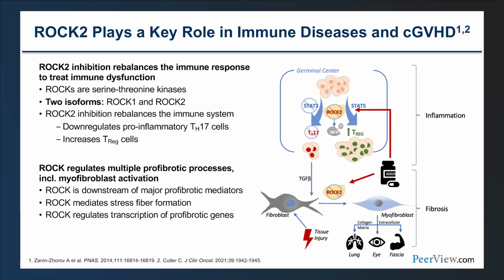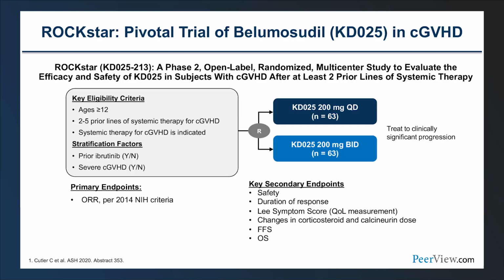ROCK is an important enzyme in helping balance immune synapses at the level of the germinal center. So it both decreases inflammatory Th17 cells and upregulates the production of regulatory T cells. It also actually inhibits fibrosis by inhibiting the final pathways of collagen deposition and differentiation of fibroblasts to collagen-depositing myofibroblasts. So this is a compound that has the ability to block chronic graft-versus-host disease at 2 levels through immune suppression and prevention of sclerosis.